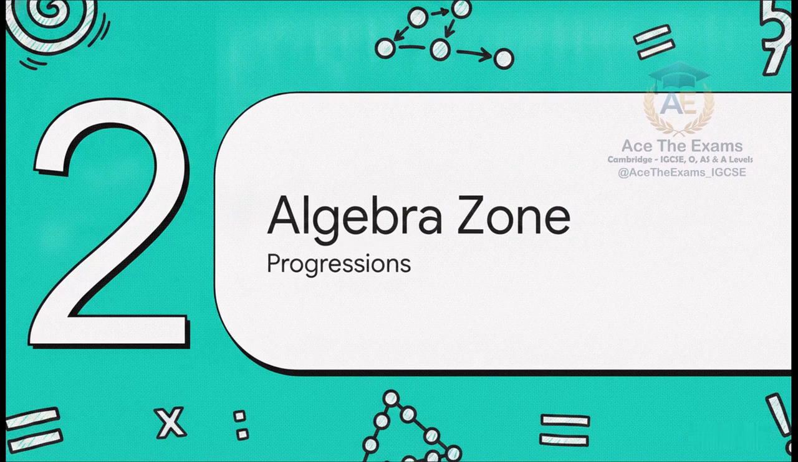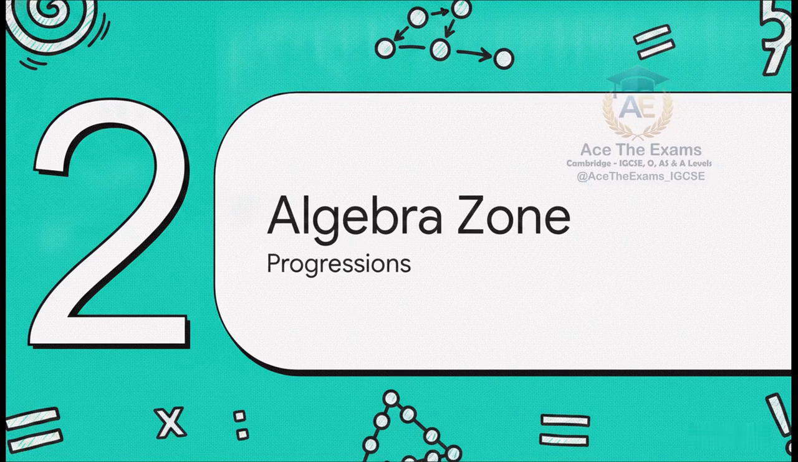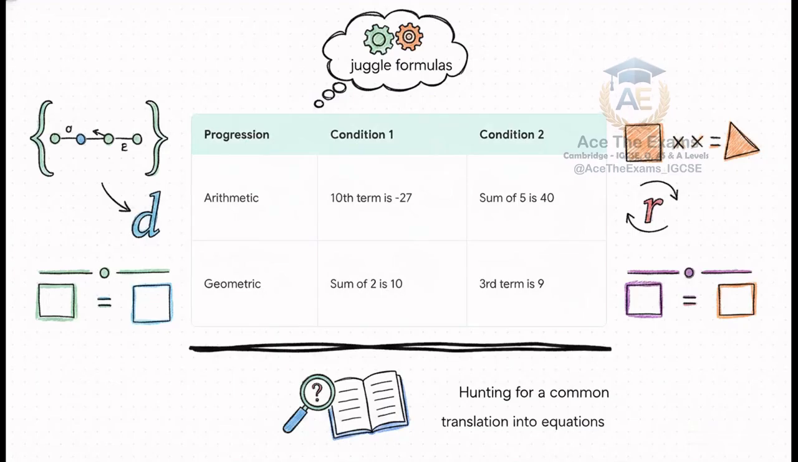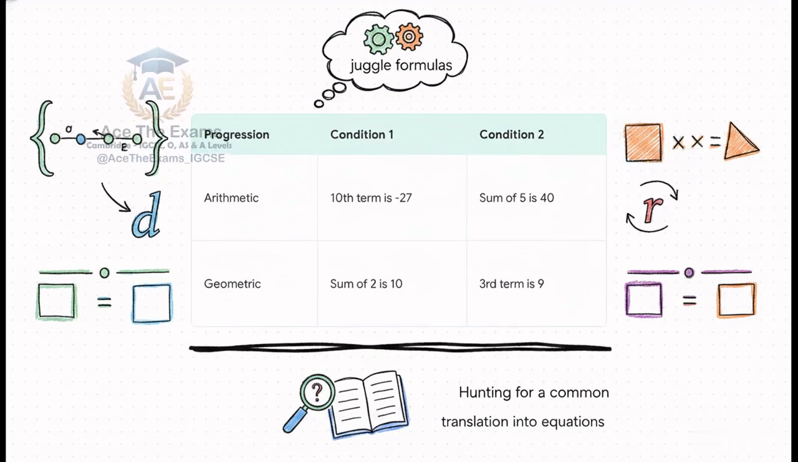Moving on to Zone 2, the algebra zone. We are officially stepping into the abstract world of predictable sequences and progressions. Here, the exam really tests your ability to juggle formulas. On the left side, we've got an arithmetic progression.